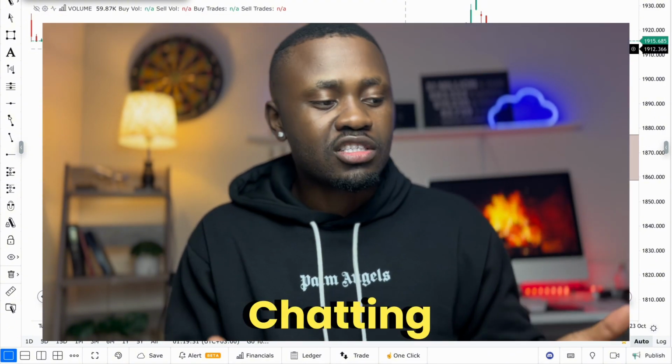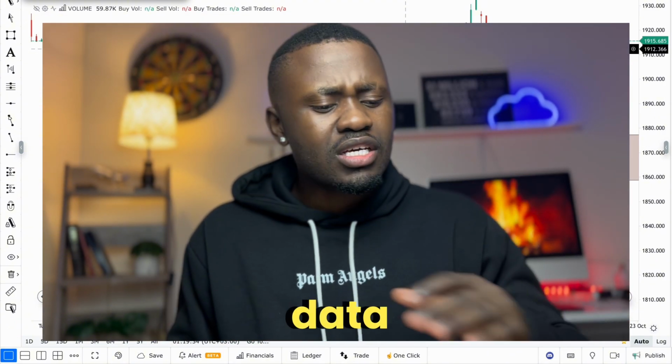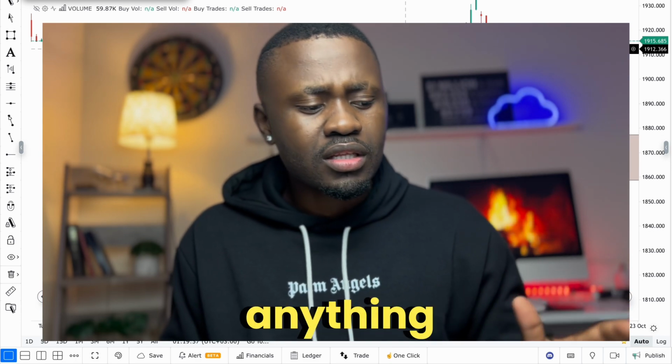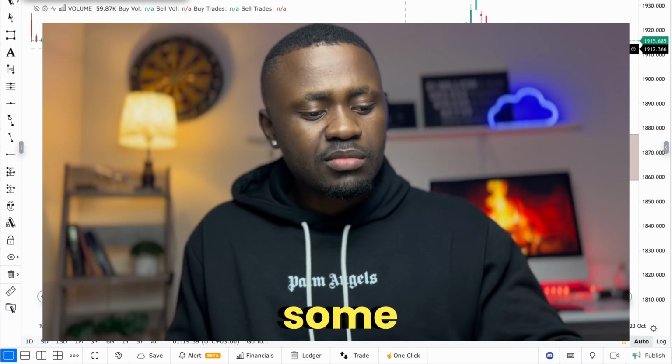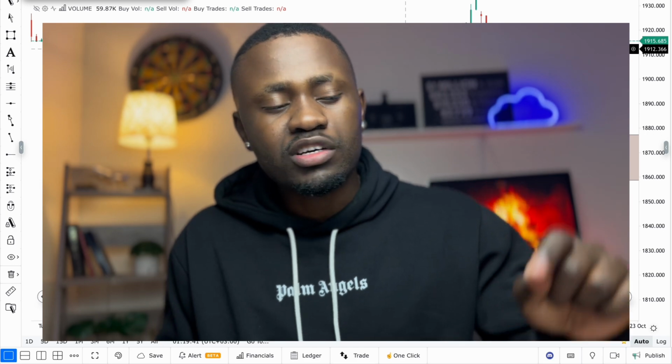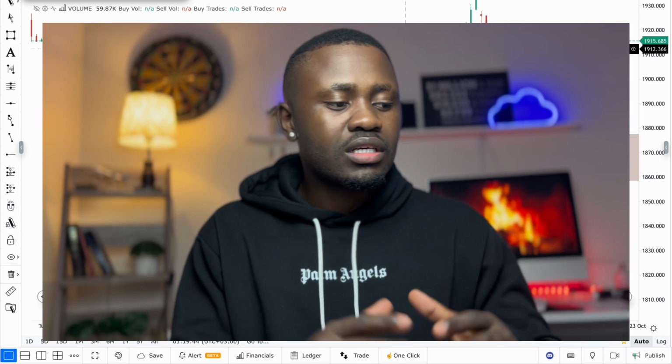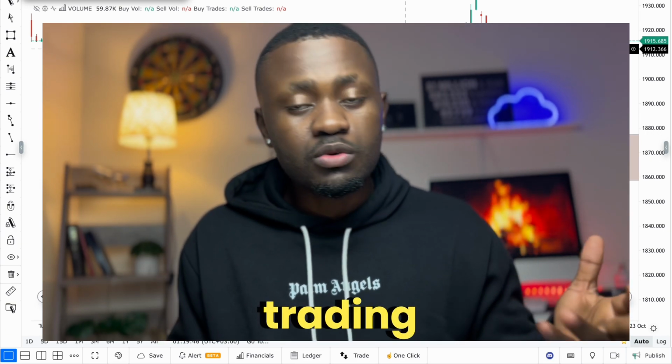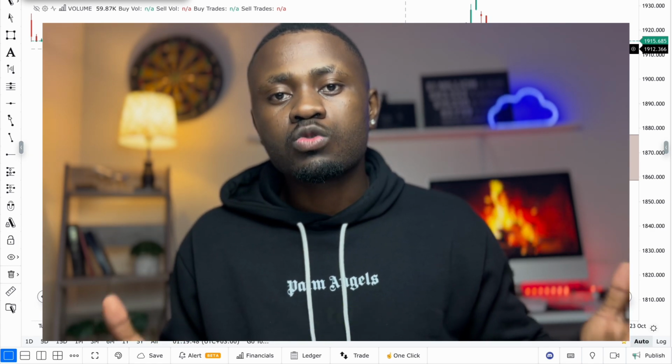And I've showed you the platform where you can manipulate data free of charge. You don't need to pay anything. The same data you're seeing here is the same data we are seeing on TradingView. And this platform gives you every feature that TradingView has. So there's no reason for you not to backtest, guys.